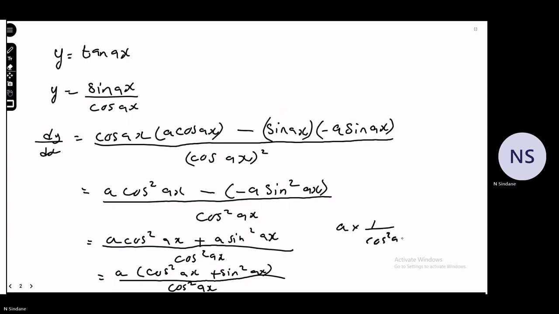Why do I say 1? Cos squared ax plus sine squared ax is an identity, and that identity is equals to 1. So now, 1 over cos squared ax is sec squared. This is dy over dx is equals to a sec squared ax. That is our solution for this question. Let's get another one.